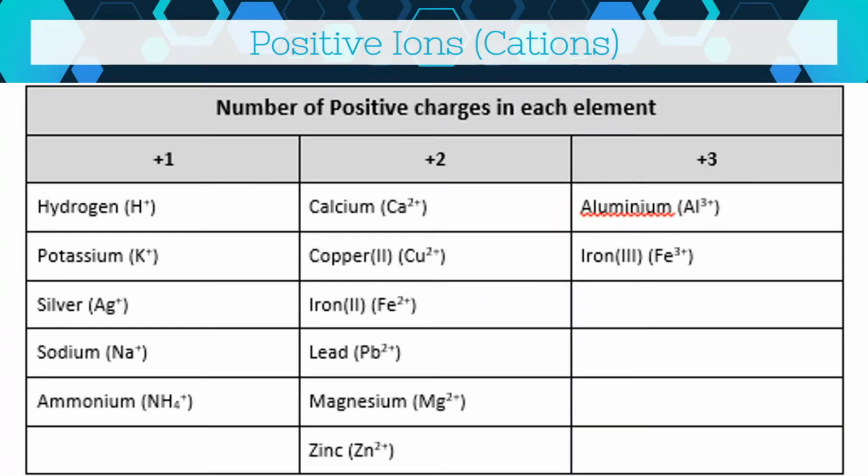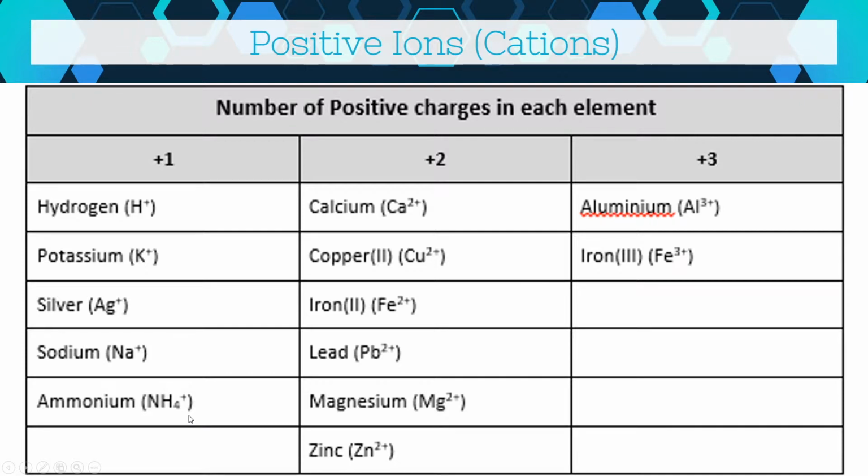Alrighty, so we actually have some tables here where we can look at different types of ions. This table is just positive ions, so just cations, and you can see here our first column are all cations that have a +1 charge. This means that they lose 1 electron. So you've got hydrogen, potassium, silver, sodium, and what we call ammonium. Ammonium being an NH4 group.